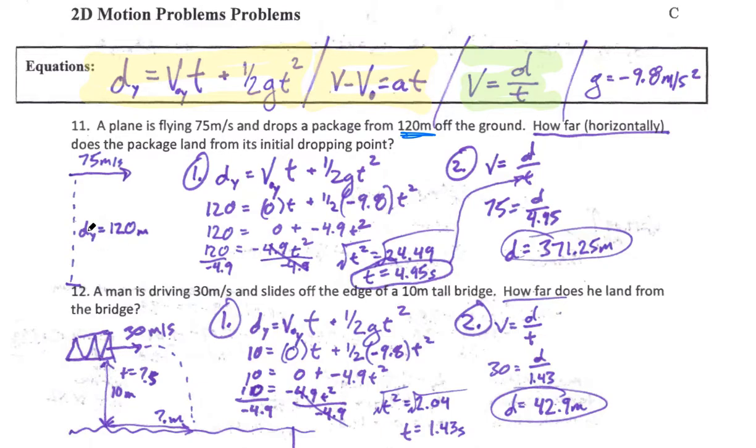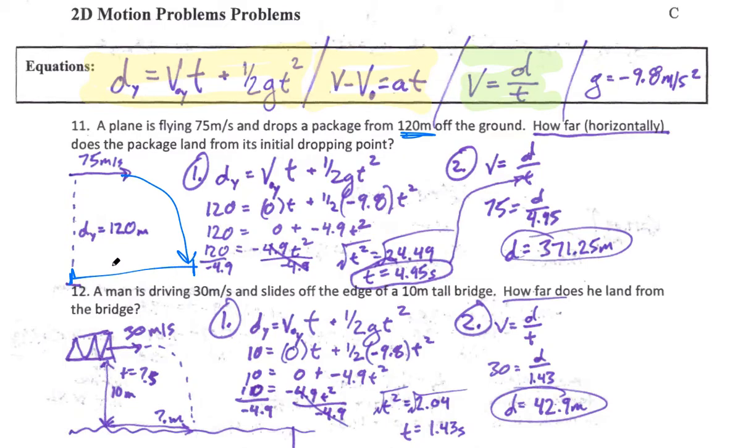Alright, my distance, notice I put y next to it just to visually separate it and make sure that I know that this is distance in the y direction, because I could also have a distance in the x direction, and that's the thing that we're actually solving for, is the distance in the x direction. We're looking for that right there. How far did this package land from the initial dropping point?